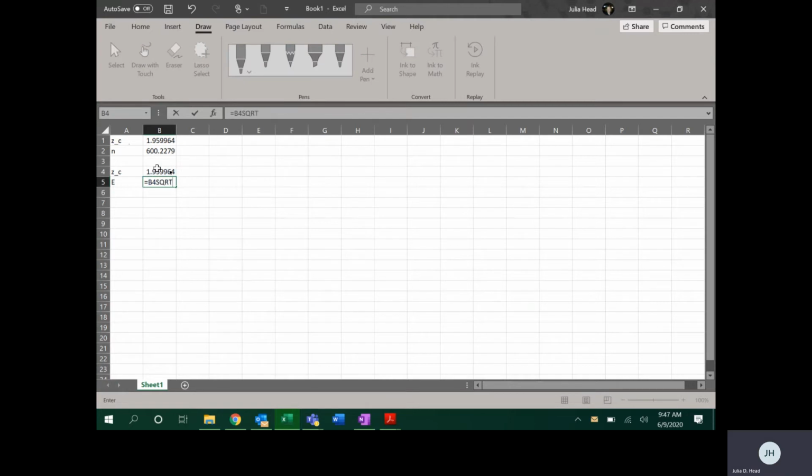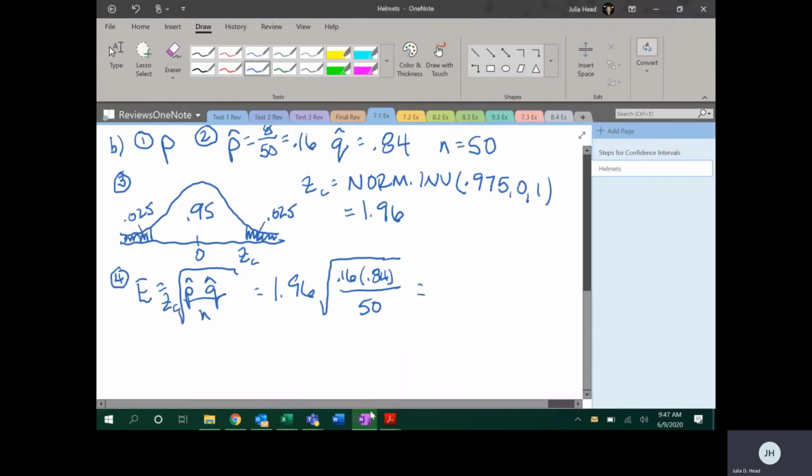Square root is sqrt, except I forgot a times symbol. So 0.16 times 0.84 divided by 50. So we get 0.1016. One thing that's important to remember is that this is a proportion. So it needs to go to 4 decimal places.